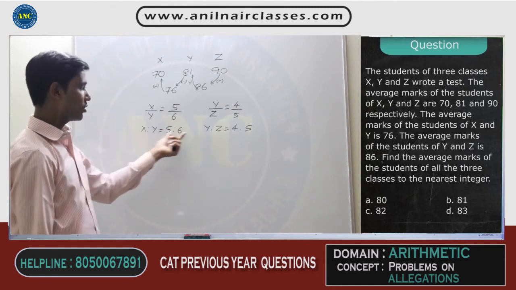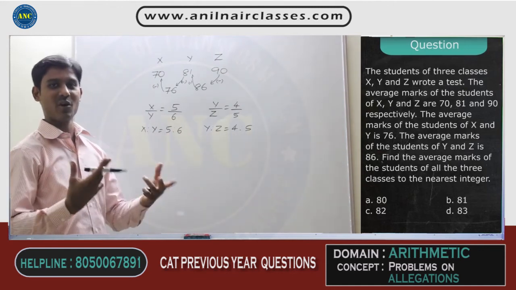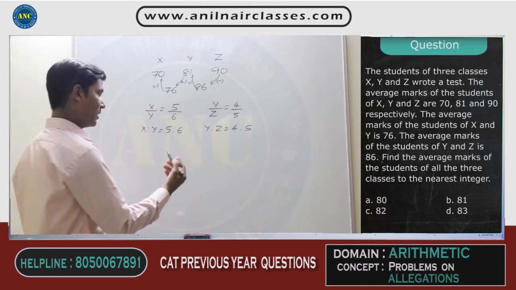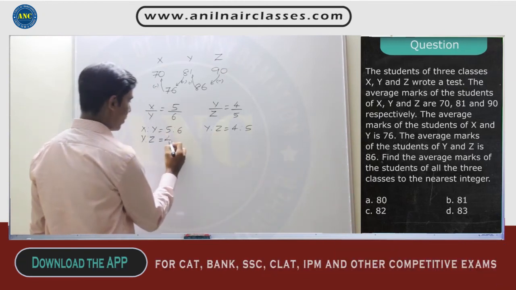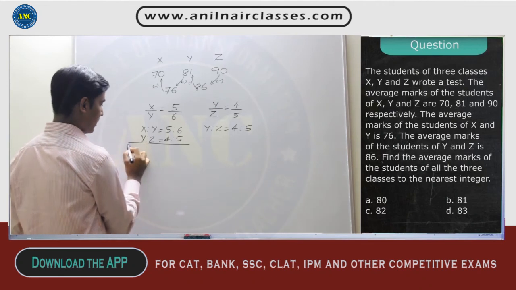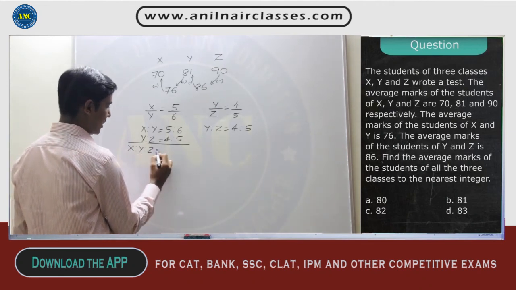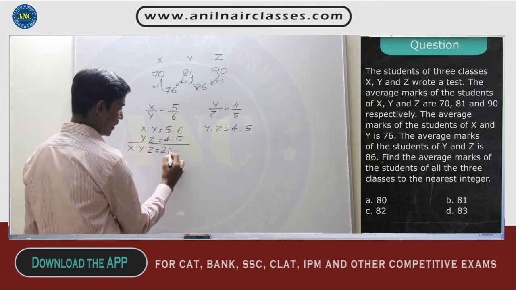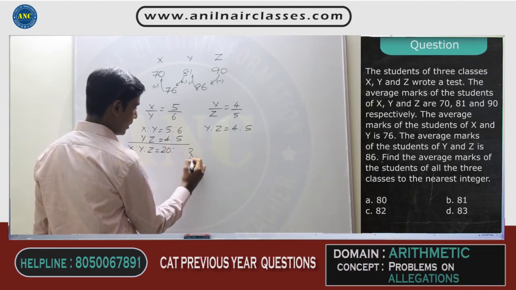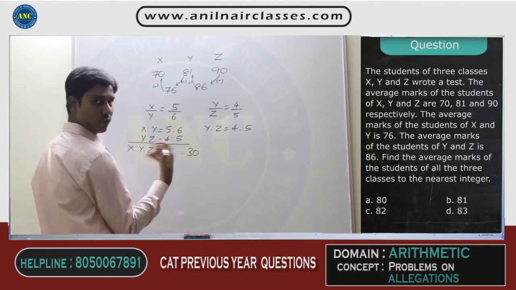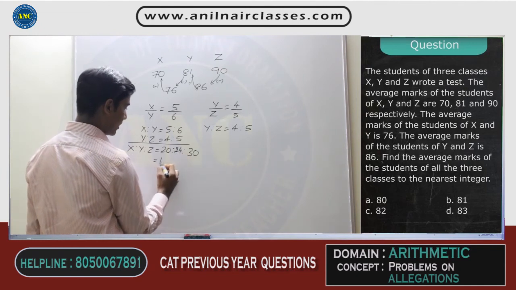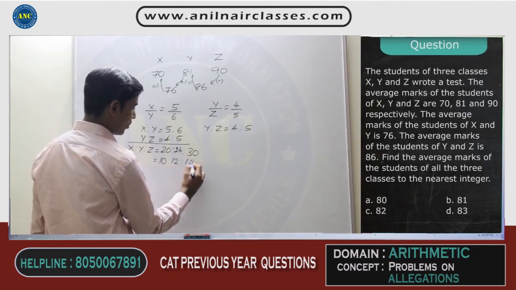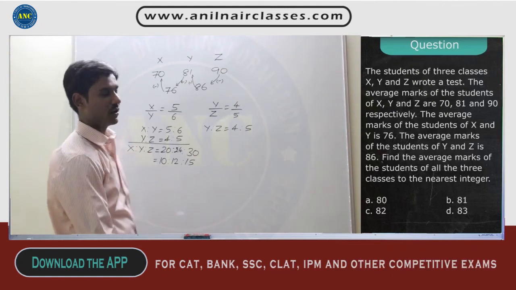X is to Y is known, Y is to Z is known. And we know the compound ratio application already. Please apply the compound ratio application. X is to Y is 5 is to 6. Y is to Z is 4 is to 5. That means X is to Y is to Z is nothing but 5 into 4, 20. 6 into 5, 30. 5 is becoming 20 into 4. 4 into 4, 6 into 4 is 24, which can be further simplified as 10 is to 12 is to 15. Right? It is 10 is to 12 is to 15.